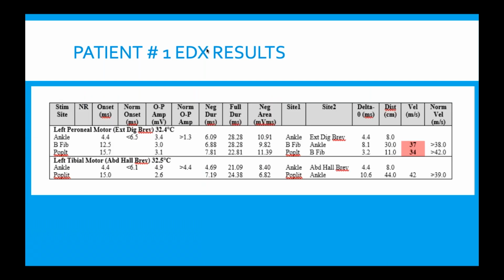And the data correlates with that. Again, we see significant slowing of the proximal segment. Distal segments were normal latencies. Amplitudes, again, on the lower side of normal, but still normal. And we do see about a 50% drop in amplitude, right at the border, at the popliteal site from the ankle to the popliteal for the tibial motor.